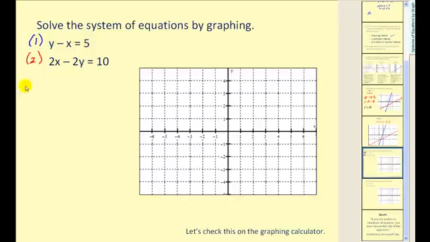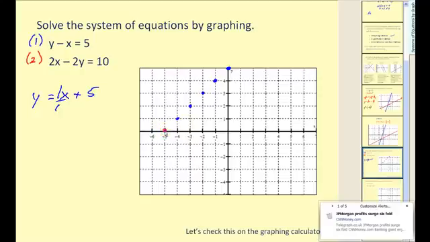So for the first line, if we add x to both sides, we'd have y equals x plus 5. So we have a y-intercept of +5 and a slope of +1, or 1 over 1. Since I can't go up 1 and right 1, I'll go down 1 and back 1. The result would be the same. And so our line passes through these points.